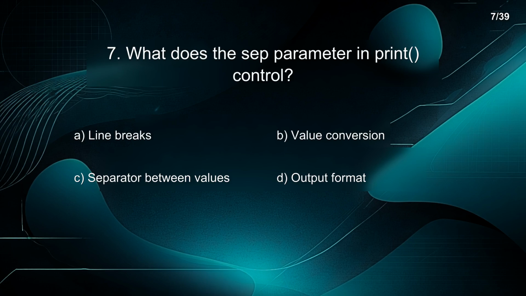Seventh question. What does the sep parameter in print control? A. Line breaks. B. Value conversion. C. Separator between values. D. Output format. Correct answer is C. Separator between values.